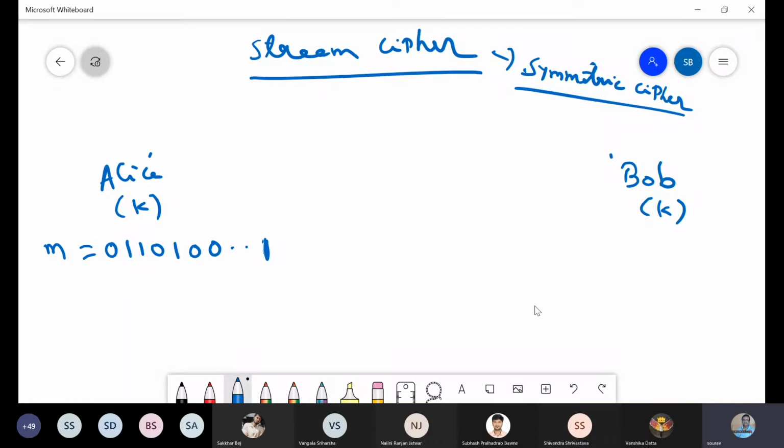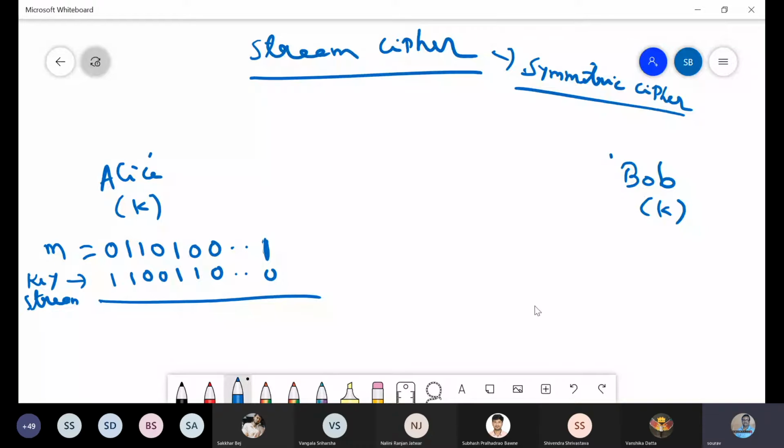Now in the stream cipher, we have a key stream, again of 0-1 bits. Where it is coming from, we'll see. Say the key stream is 1 1 0 0 1 1 0, something like that.